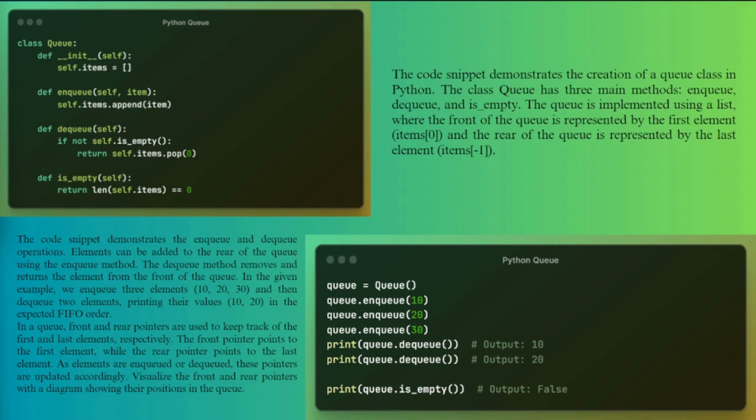So in a queue, front and rear pointers are used to keep track of the first and last element respectively. The front pointer points to the first element while the rear pointer points to the last element. As the elements are enqueued and dequeued, these pointers are updated accordingly. So visualize the front and rear pointers with a diagram showing their positions in a queue.